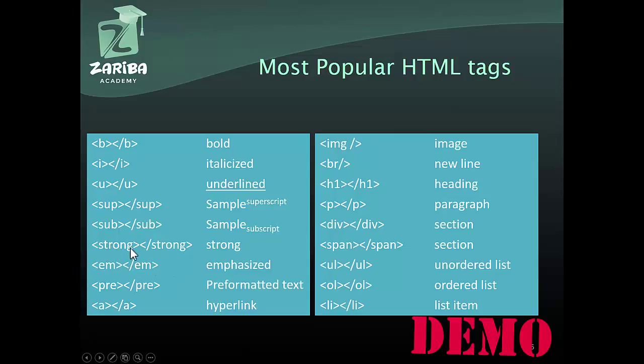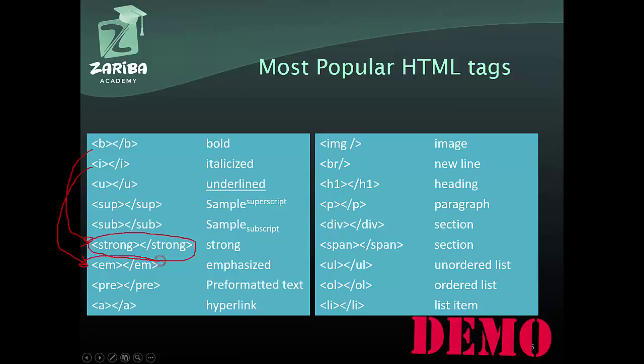So strong corresponds to B here, and I think the I corresponds to EM. So those two will result you in the same text. You'll see the same thing, but Google indexes it differently. So if you want to make something bold, you should probably use strong, because this way you are telling Google bots that this is a piece of something more important in your web page, like a keyword or something important that has to be indexed by Google.